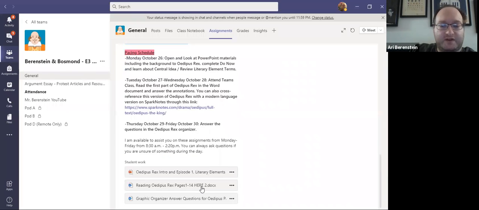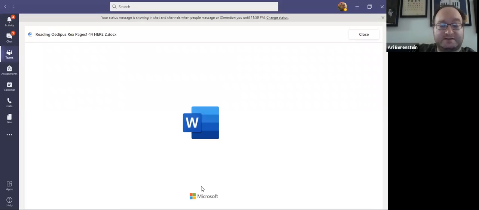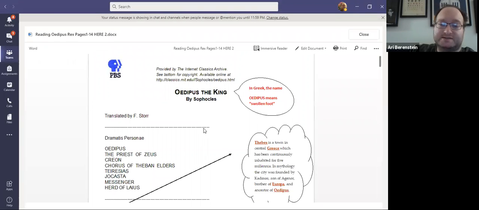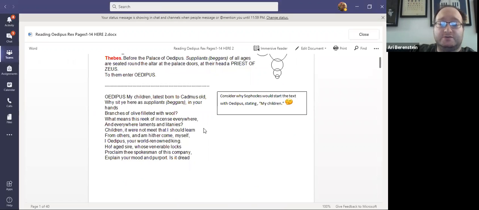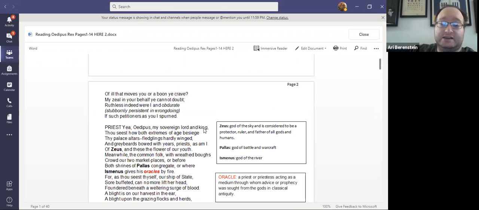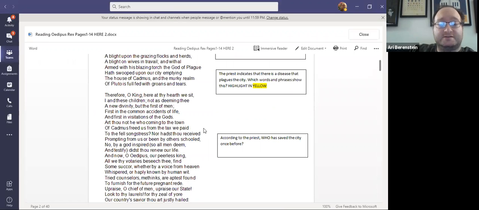All right, so if I click here, reading Oedipus, as we open it up, you'll see the play itself. You can also go to SparkNotes for a more modern English translation. However, you do still need to use this for annotations. We have included annotations here to explain it, and the SparkNotes version does not have the same annotations. But if you go through this, you'll see our directions.